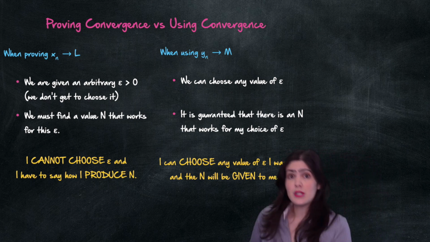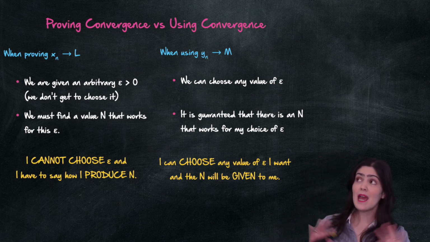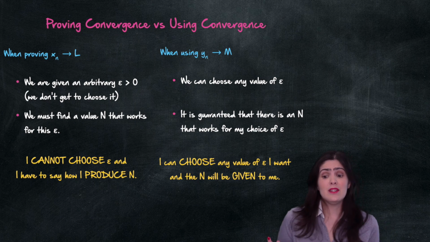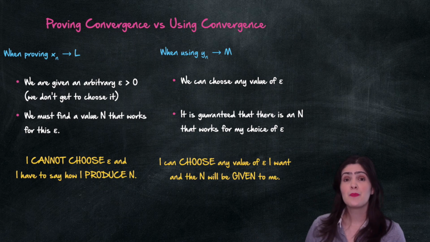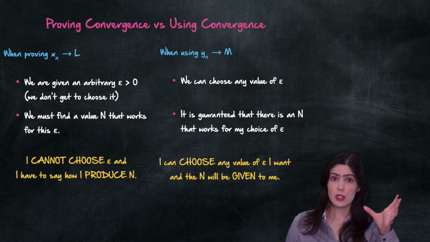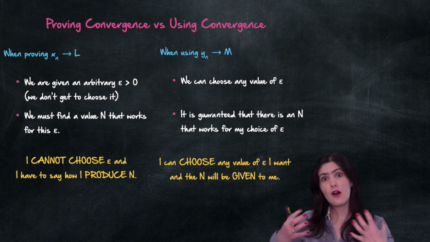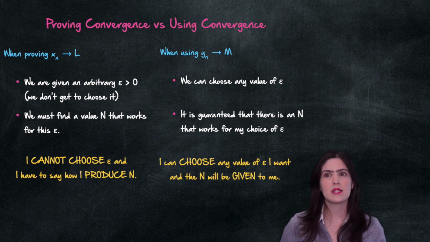Versus when I'm using the fact that the sequence converges, I can choose the epsilon, any epsilon that I want in the world, no matter how crazy it is, as long as it's positive, of course, and the N will be given to me. It will be given to me by just the fact that I know that the sequence converges. So in this proof, for example, we wanted to show that a sequence was convergent, using the fact that 2 other sequences were convergent. And this is how these 2 ideas play together. And you will see, we're going to use these ideas over and over again, so make sure that you understand them very well.